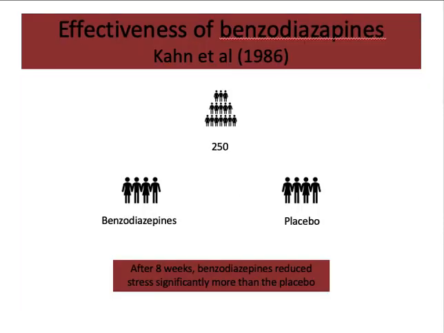Okay, now we can look at the effectiveness of benzodiazepines. One study that looked at it is called Khan et al. 1986, which used 250 participants, which were grouped in either benzodiazepines or placebo. Placebo is basically they thought it's a drug, but it's actually nothing. It has zero effect. After 8 weeks, the participants in benzodiazepines reported that they have reduced stress significantly more than this group. So benzodiazepine does work in terms of managing stress.